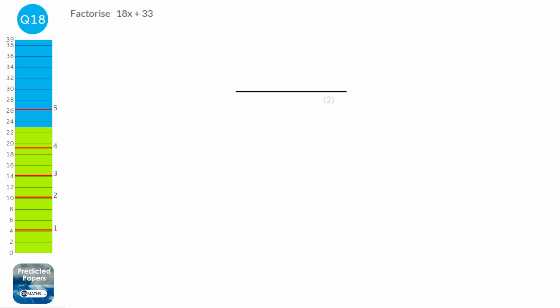Factorising is the opposite of expanding, so instead of multiplying something out of a bracket, we're putting it in a bracket. I'm going to start just by putting the bracket down. And we're going to ask ourselves, what number can we divide out of 18 and 33? And we need the biggest number we can divide out of both of them. So we're essentially looking for its highest common factor. So 18 and 33, that would be 3.